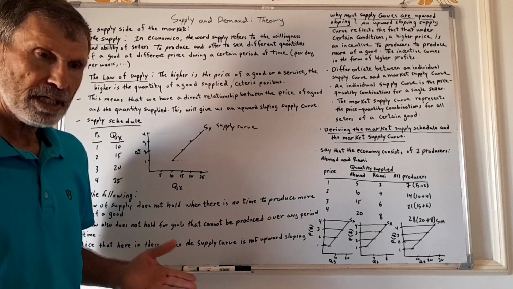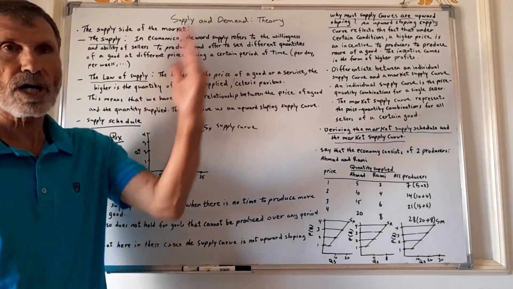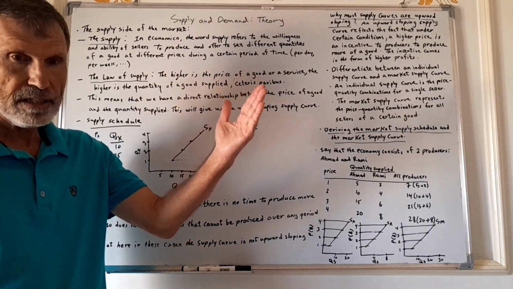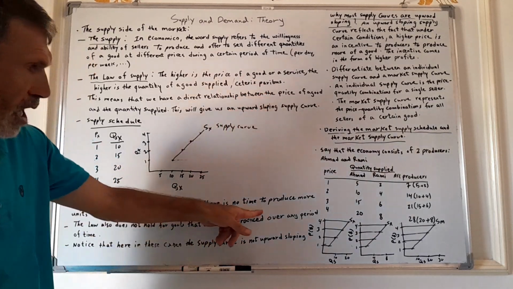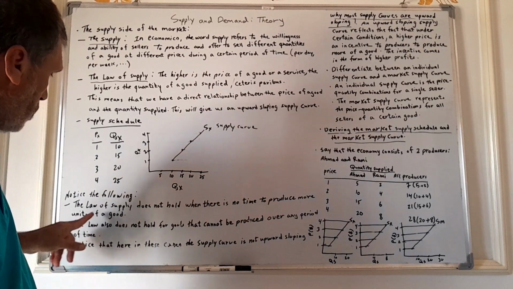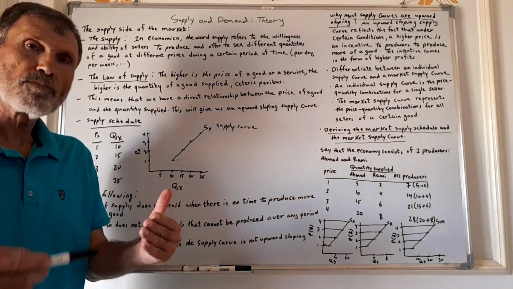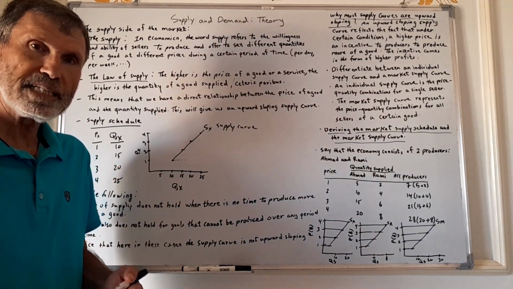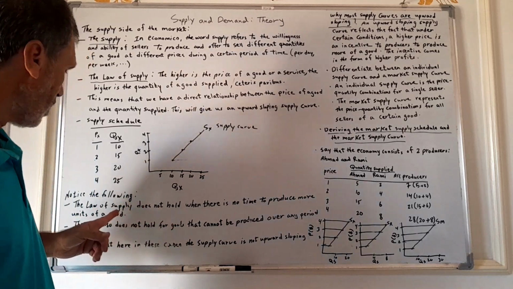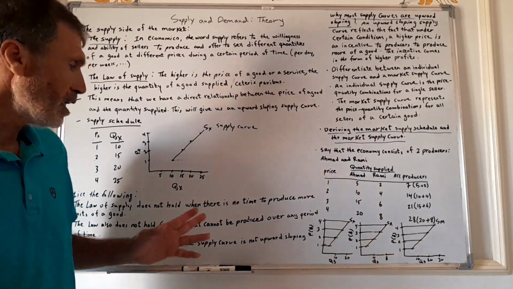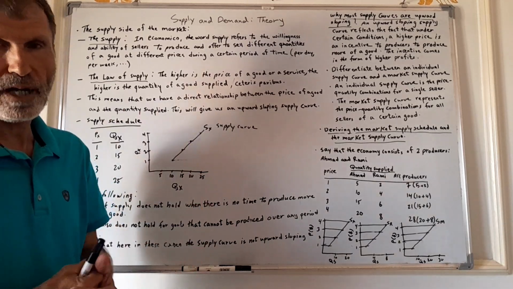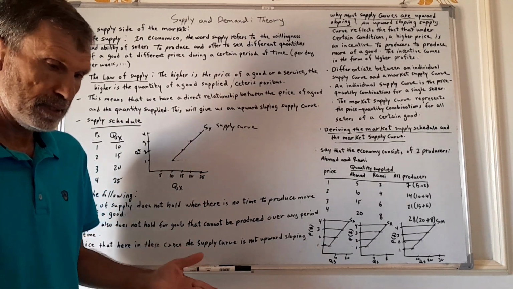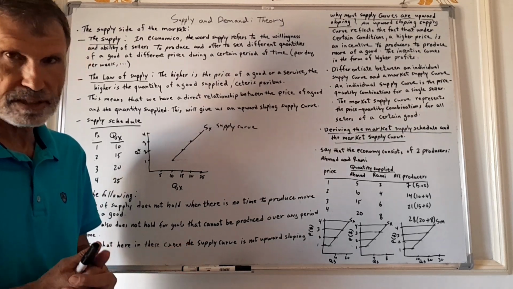Okay? Now, the 1,000 seats are filled. Which means even if the price of the ticket goes up, the quantity supplied is still the same, no changes, because there is no time to produce more units of a good, no time to produce more seats. Therefore, the law of supply does not hold when there is no time to produce more of a good. Just the example I just presented.